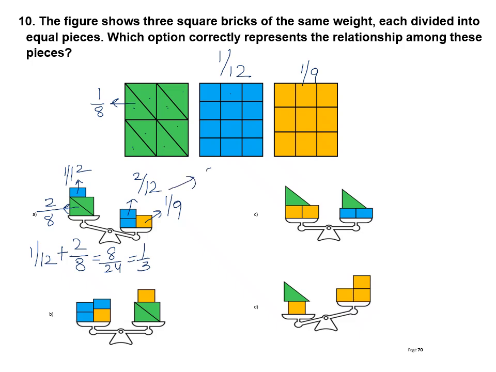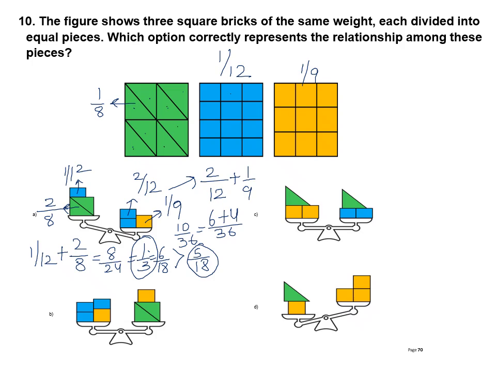And if we add this, 2 by 12 plus 1 by 9, 4 plus 2 into 3, 6 plus 4 by 36, that is 10 by 36, that is 5 by 18. Now one side is 1 by 3, the other side is 5 by 18. This is actually 6 by 18 and it should be greater, but the weight is on the 5 by 18 side, that means this is false.